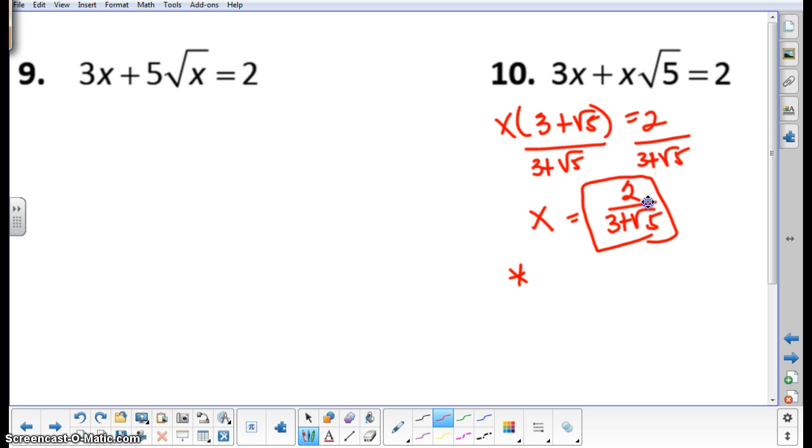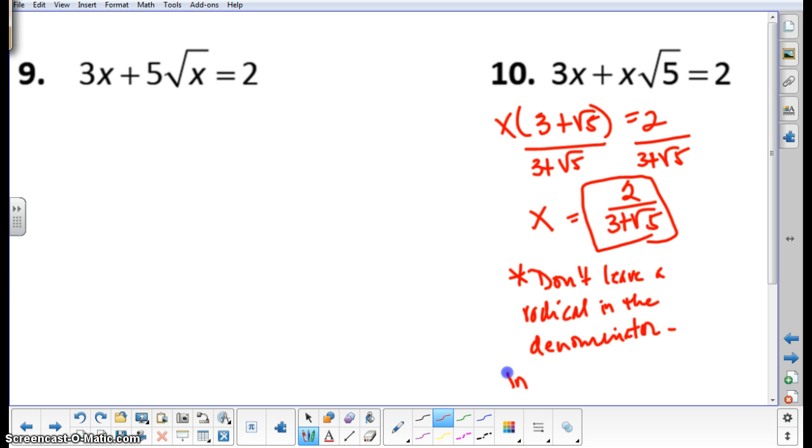We usually don't leave a radical in the denominator. But in this case, I have not given you the tools to get this radical out of the denominator. So in this case, it's okay to leave it.